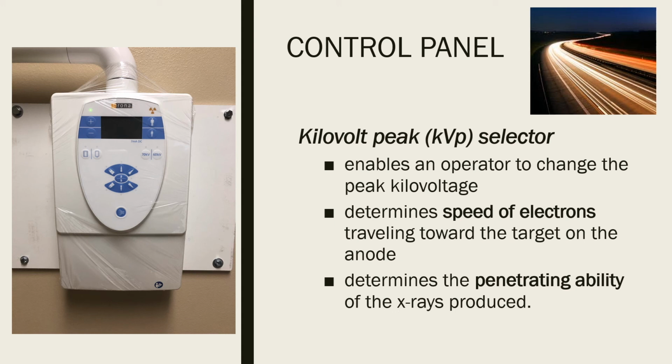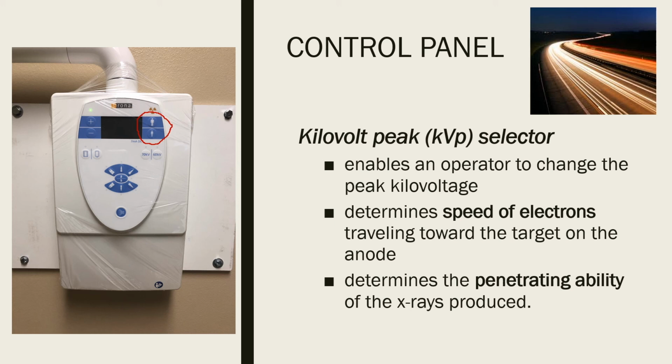Kilovolt peak is also linked to the exposure time on the machine. Looking at the picture that we have on the slide, you can see the icons, and these icons determine the kVp that is needed to produce an image. Acceptable range for dental radiography is 60 to 100 kVp, and you need to remember that. Acceptable range, 60 to 100 kVp.